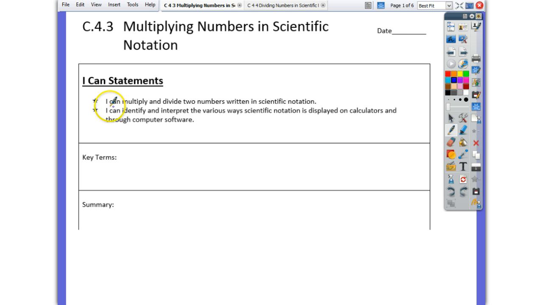Your I can statements. I can multiply and divide two numbers. Well, today we're just going to be doing the multiplying. We're going to be doing the dividing tomorrow on Friday. And you all better be good and listening to your sub, because I have notes. I can identify and interpret the various ways scientific notation is displayed on calculators and through computer software.